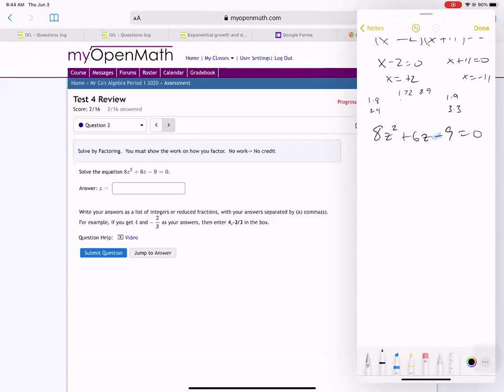1 times 3 is 3. 3 times 8 is 24. Those are remaining close. 2 times 1 is 2. 4 times 9 is 36. Nope. 4 times 1 is 4. 2 times 9 is 18. Nope. 2 times 3 is 6. And 4 times 3 is 12. Hey, this one does work. So the numbers that we choose were 2 and 4 and 3 and 3.